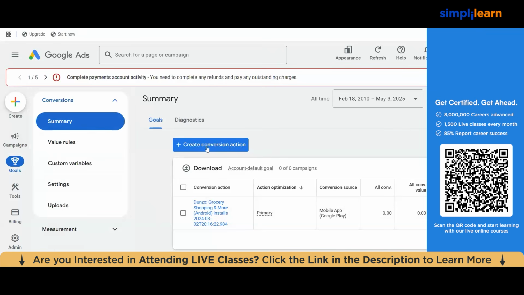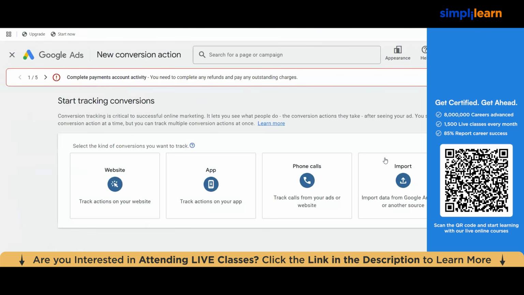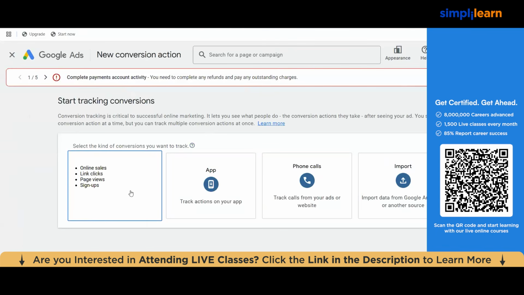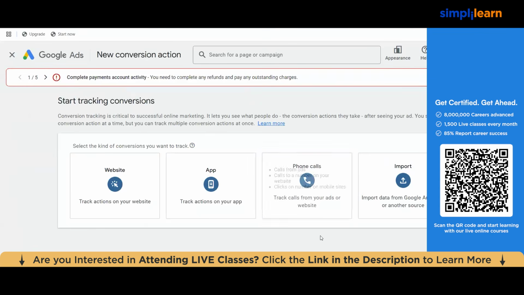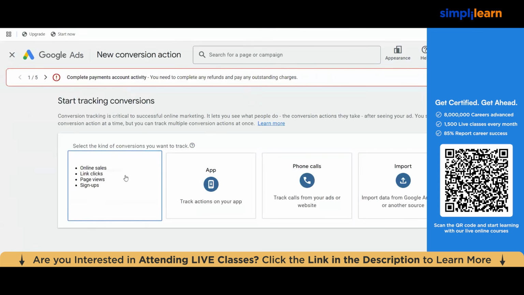Right now, once I click on this, you will find what you need to track: the website, the application, the phone calls, or if you have a pre-defined analytics already there. In our case, let's say I want to track.